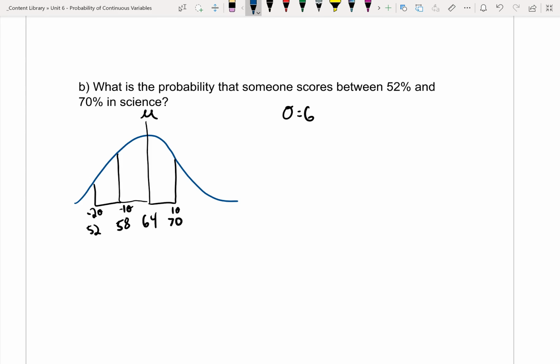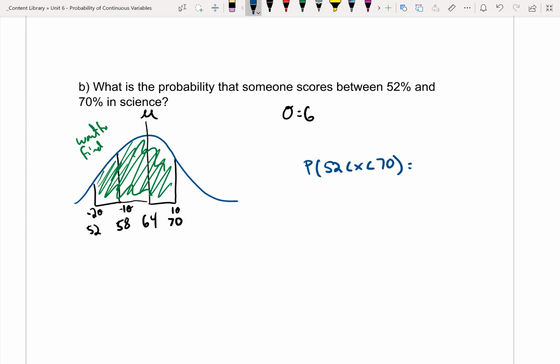So looking at this, what I want to find is the probability between 52% and 70%. So I want to find everything in this shaded part here. That is what I want to find. So I'm trying to find the probability that x is between 52 and below 70.